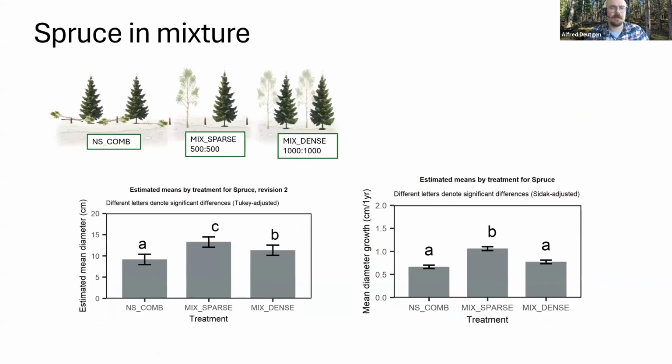And then you have spruce in the mixture, and here we can see that the estimated mean diameter is partly the result of the selection effect, but also, of course, of growth. So it's a combined effect. But the mixed dense spruce is larger than the business as usual 2 times pre-commercially thinned spruce, and the mixed sparse is even larger. And mixed sparse also has a higher growth than both mixed dense and the combined pre-commercial thinning.